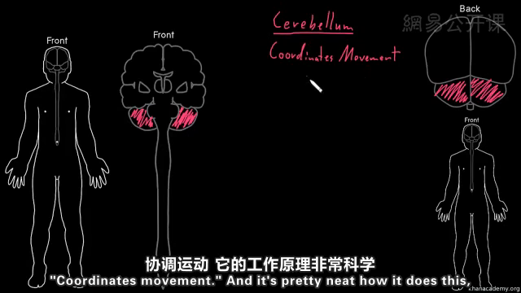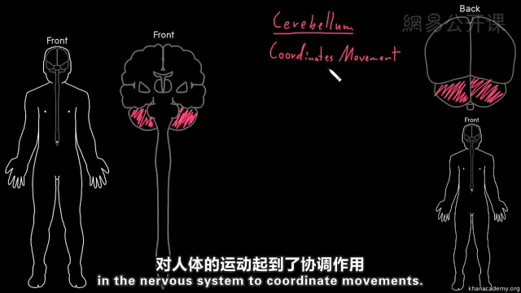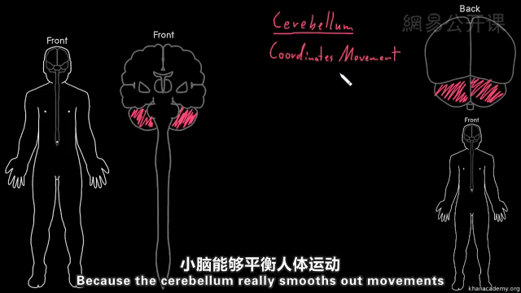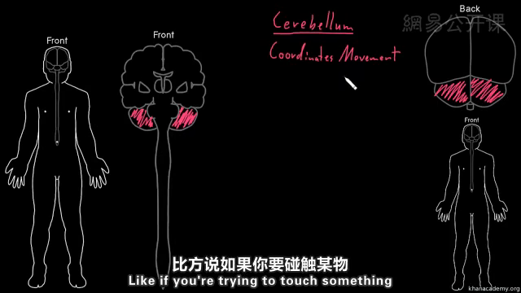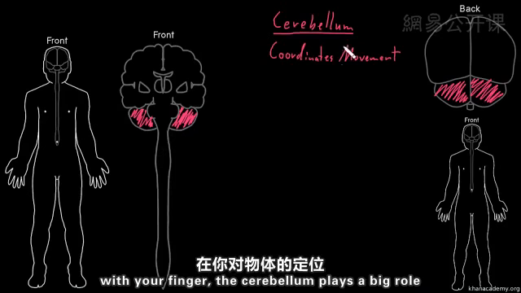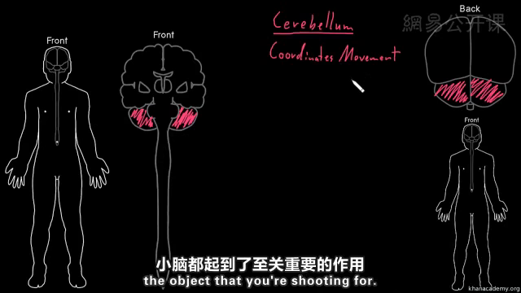And it's pretty neat how it does this, how it works with the other motor structures in the nervous system to coordinate movements, because the cerebellum really smooths out movements and it makes them more accurate. Like if you're trying to touch something with your finger, the cerebellum plays a big role in your accuracy and in your finger touching the object that you're shooting for.